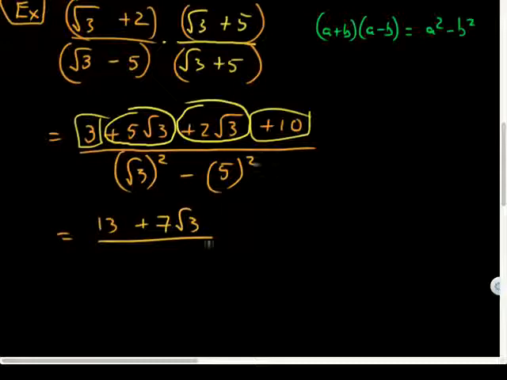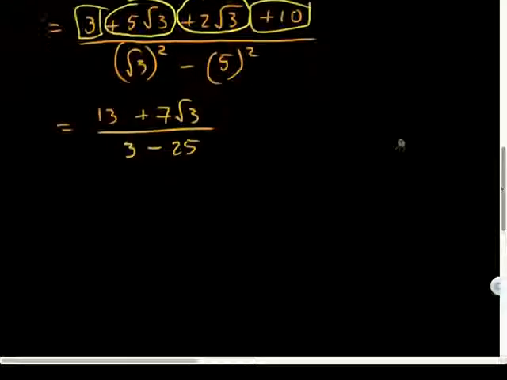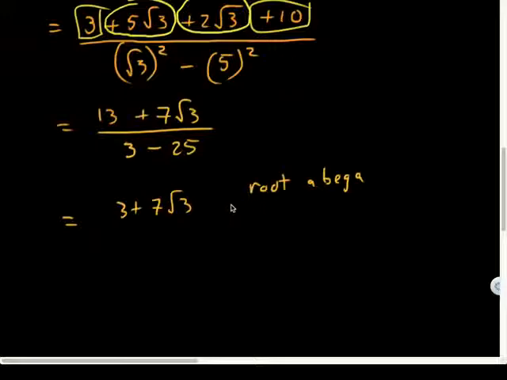It's craziness. Square root of 3 squared is 3. 5 squared is 25. Let's see. So equals 13 plus 7 roots of 3 over 3 minus 25, which is negative 22.